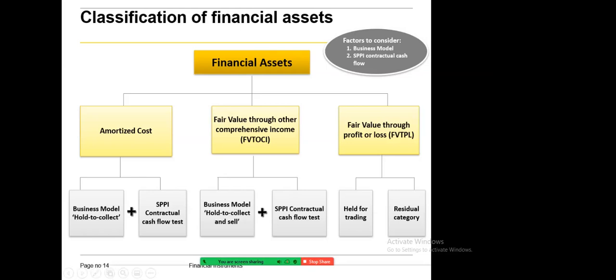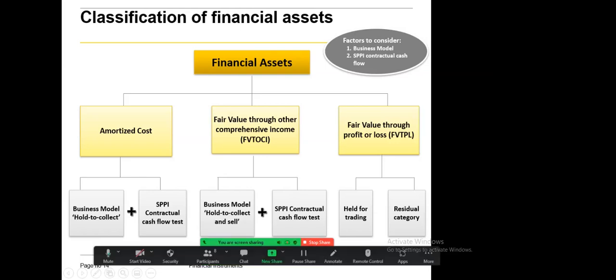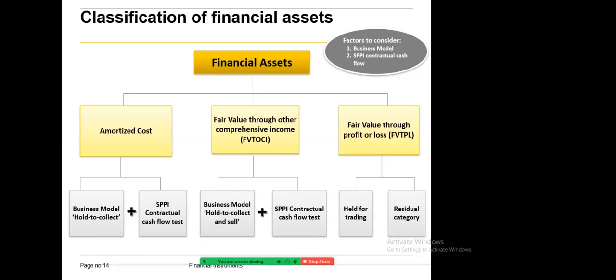So that means in amortized cost, the objective was to hold the instrument and to collect the maturity value. But here, what is the objective? The objective is we will hold the instrument, we will sell the instrument, and then we will collect the selling price of the instrument. And what will be the selling price? The selling price will be again solely the payment of principal and interest. Now, whatever is not falling under these two categories will fall under FVTPL.